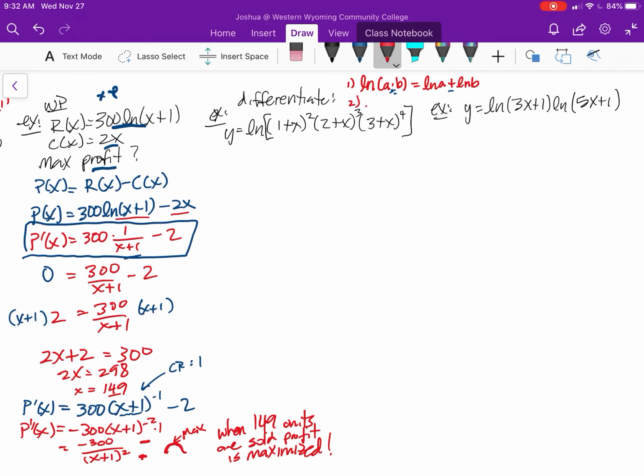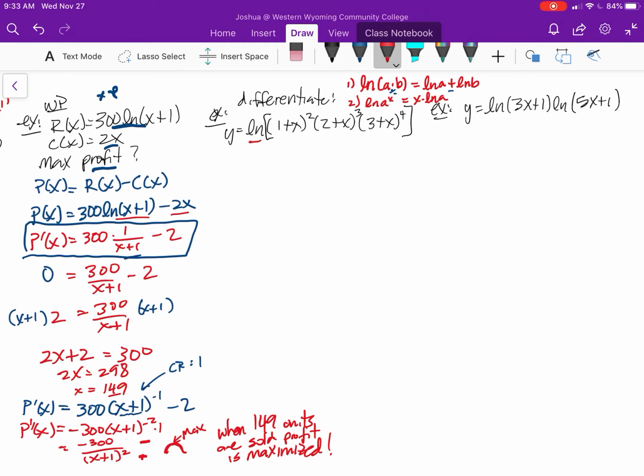Second property, it says if I have the natural log of some number a to the x, I could bring that exponent down and do x times ln a. Once you get the hang of these, really it can be done in one step.